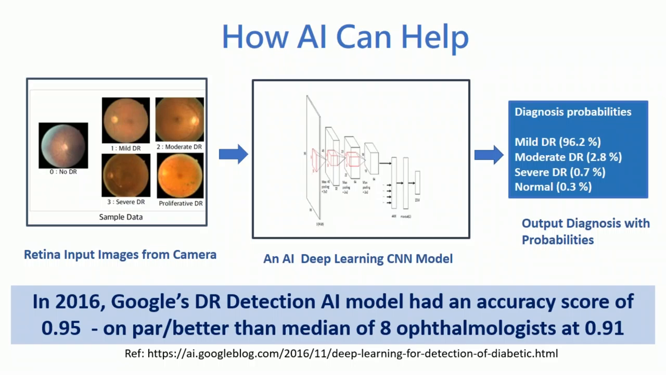So, how can AI help? Well, as you've heard from a lot of the talks earlier, as well as later on today, this is the kind of problem that's low-hanging fruit for AI. You could use deep learning CNNs, convolutional neural networks, feed in the image on the left, and get the output. The AI will not only give you a diagnosis, it will give you a probability of the confidence level of the diagnosis, as you can see on the right. This has been studied quite a bit in the last few years. A lot of algorithms have been published, a lot of studies have been done. Google in 2016 published a result of their AI detection algorithm with an accuracy of 0.95, which was superior to the average accuracy of 8 ophthalmologists. So this is a problem that AI can solve.